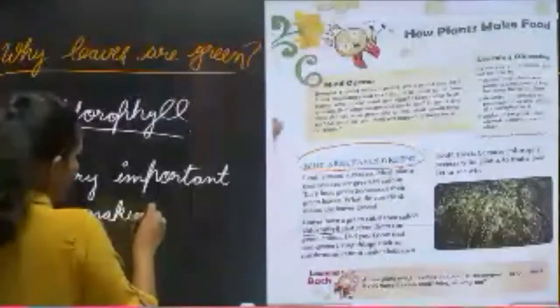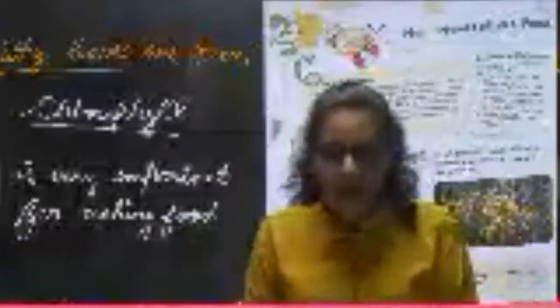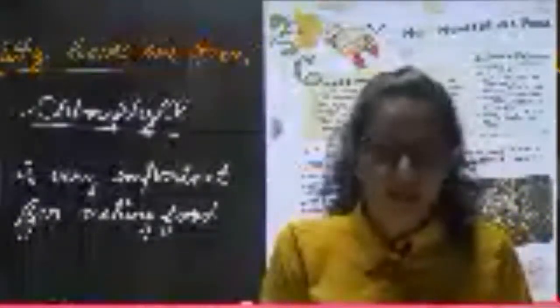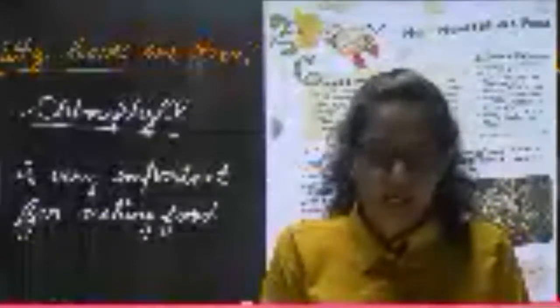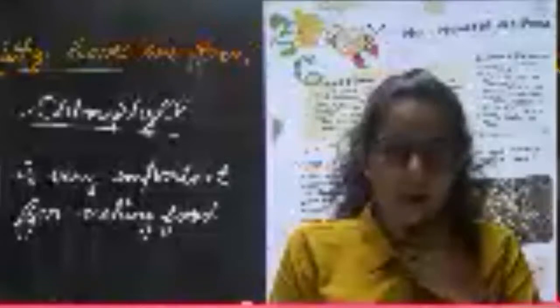Chlorophyll is very important for making food. Food बनाने के लिए chlorophyll क्या है? It is very very important, right? So to make food, chlorophyll is very very important. Okay? Chlorophyll बहुत ज़्यादा important होती है जब आपको food बनाना होता है. Fine? This is because chlorophyll is necessary for plants to make their food.